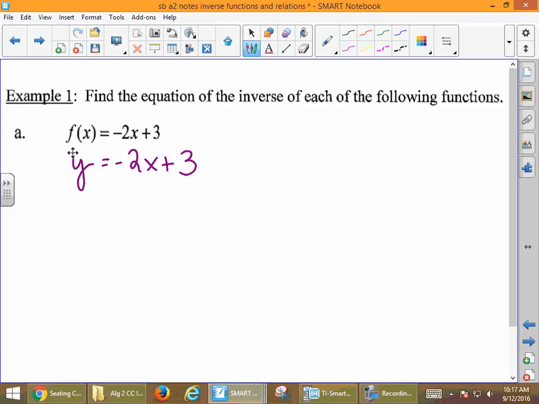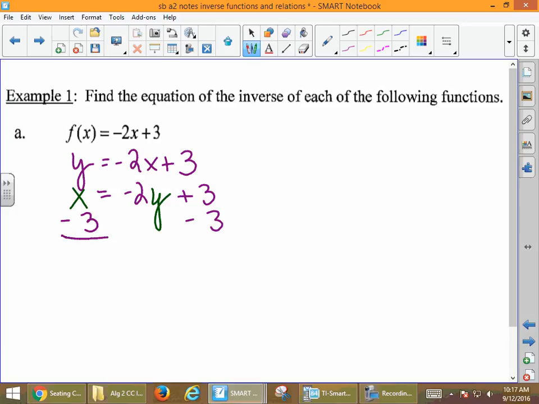Step 2, switch the x and the y, interchange the x and the y. X goes where y went, y goes where x went. Nothing else moves. Step 3, solve for y.